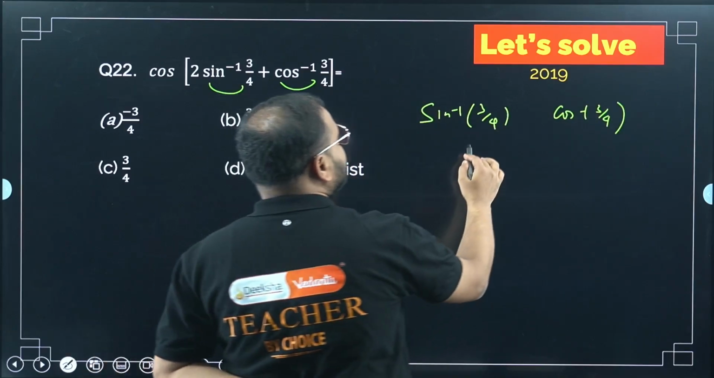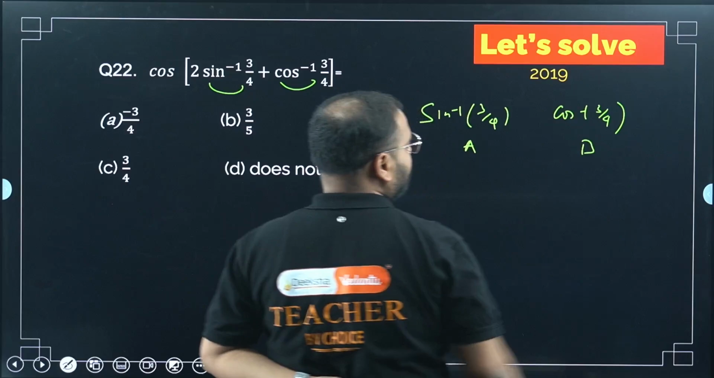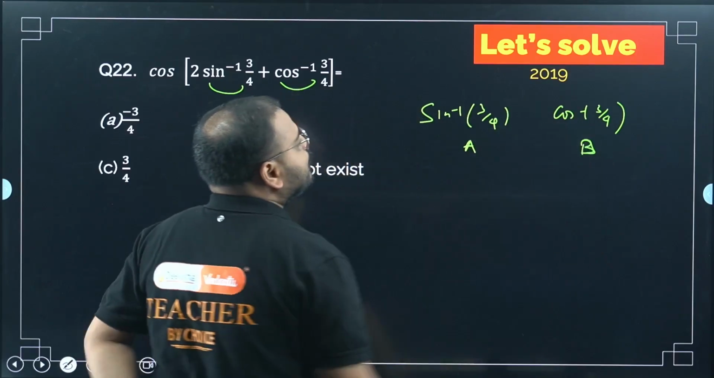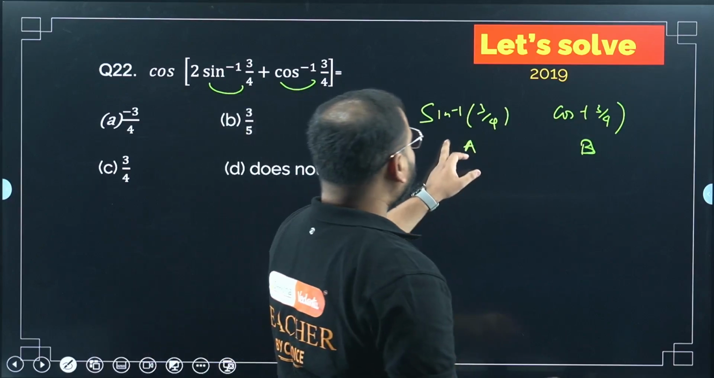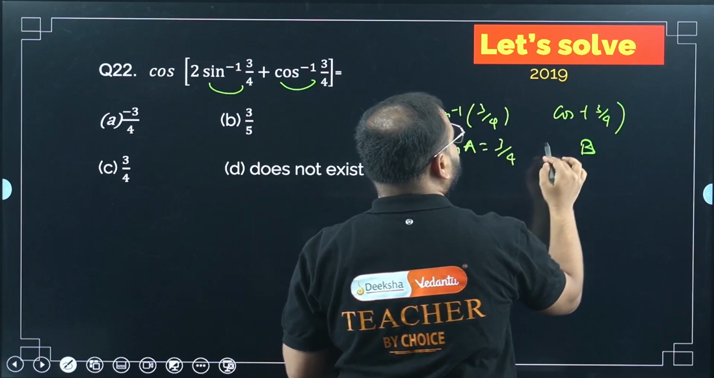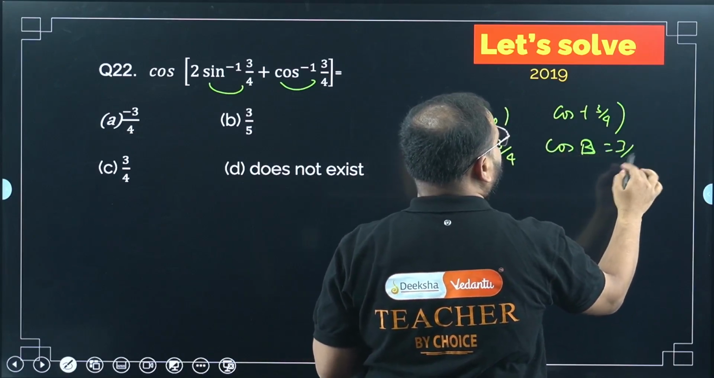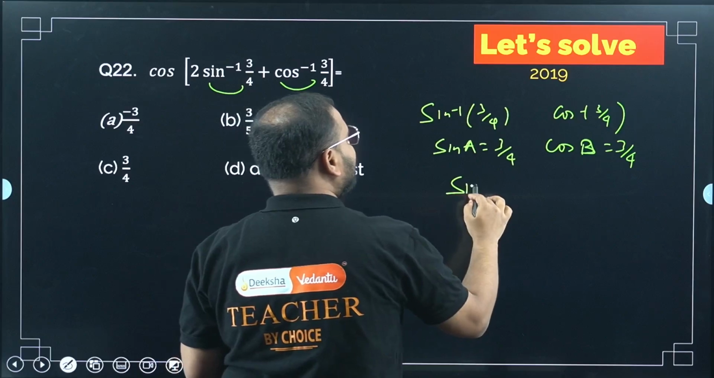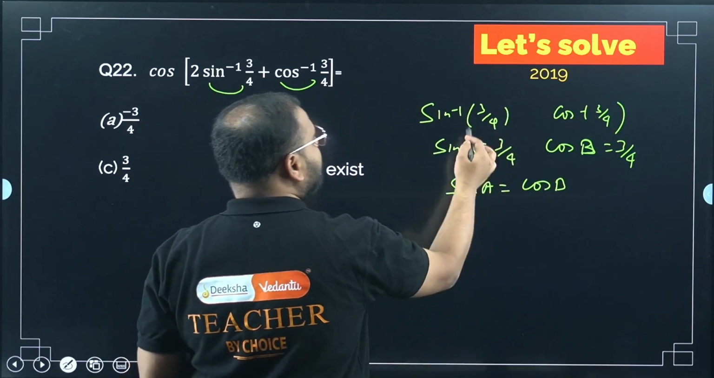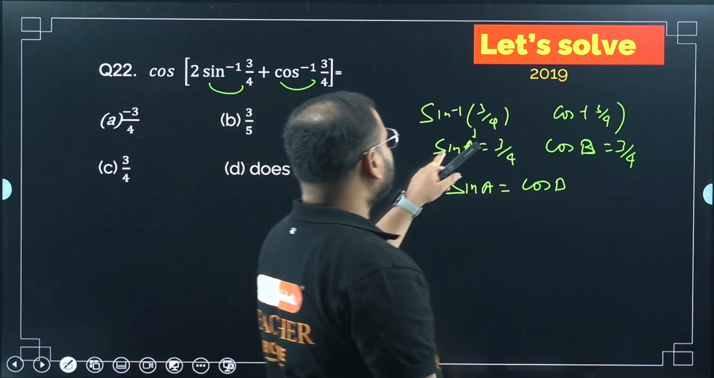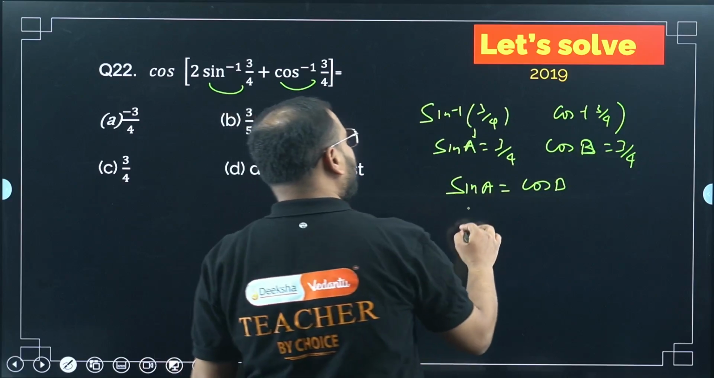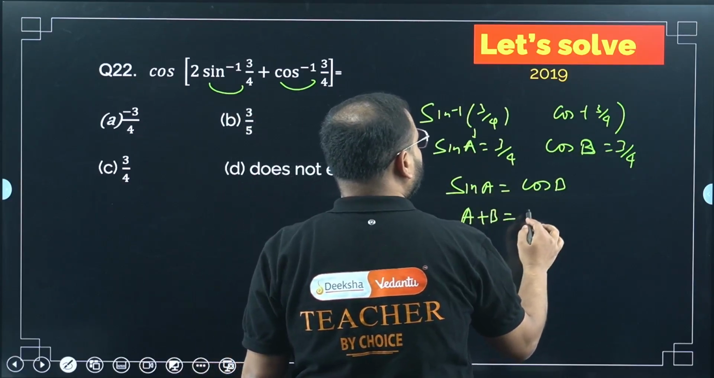If I take this as angle A and this as angle B, I can write sine of angle A is equal to 3 by 4, and cos of angle B equal to 3 by 4. So what I'm getting here, sine of A equal to cos of B. How did I do this? I assumed this angle to be A and took sine on both sides. When are sine A and cos B equal? When A plus B is complementary, or pi by 2.